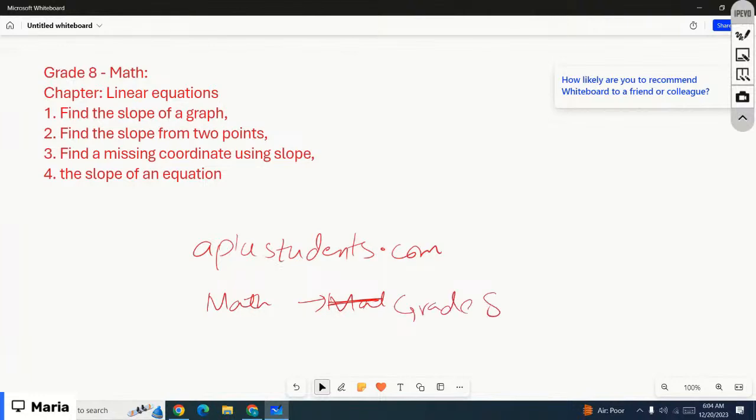We're going to start with the chapter linear equations, and the lessons we're going to cover today are find the slope from a graph, find the slope from 2 points, find a missing coordinate using slope, and the slope of an equation.